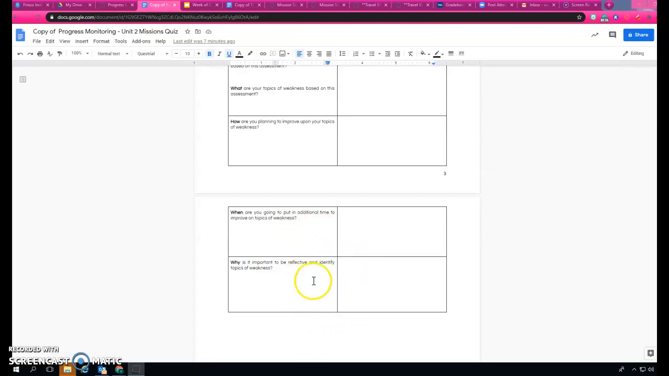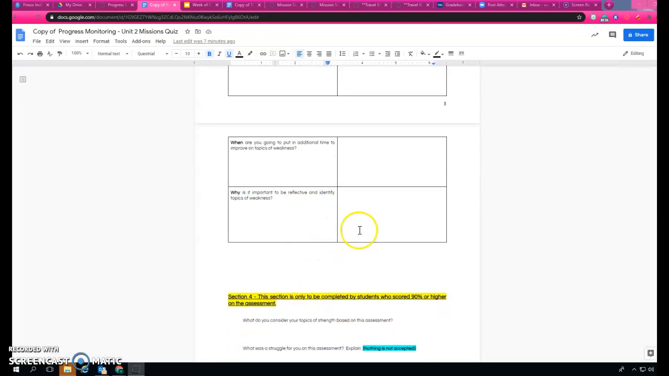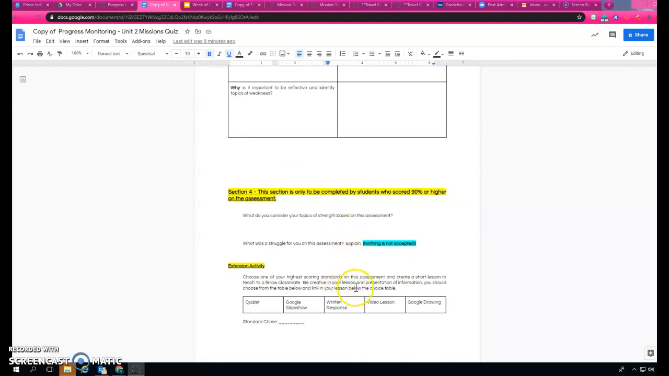And then, why is it important to be reflective? Make sure you're thorough in your answers. It is not just a one-word answer. It is not just study more. So be sure you are thorough. If you scored higher than a 90, then you would do section 4. So either 3 or 4.